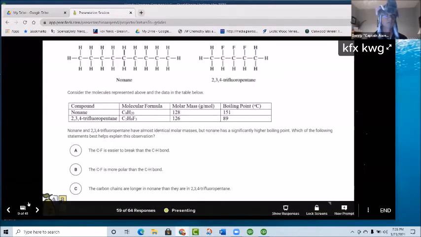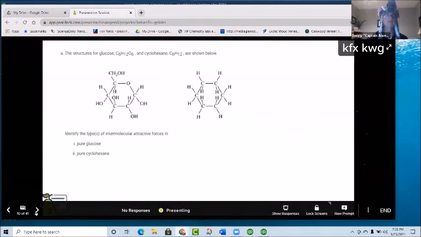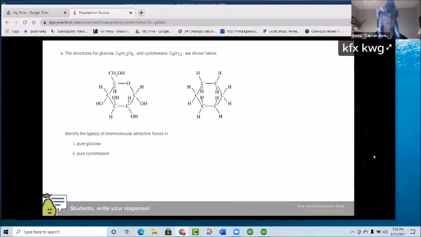All right, so you guys had some good answers in there. Here's another one. You can just type out your answers here. What are the types of intermolecular forces in glucose, which is on the left, and cyclohexane on the right? Go ahead and type out what you think all the types of IMFs, or intermolecular forces, are in pure glucose and pure cyclohexane?